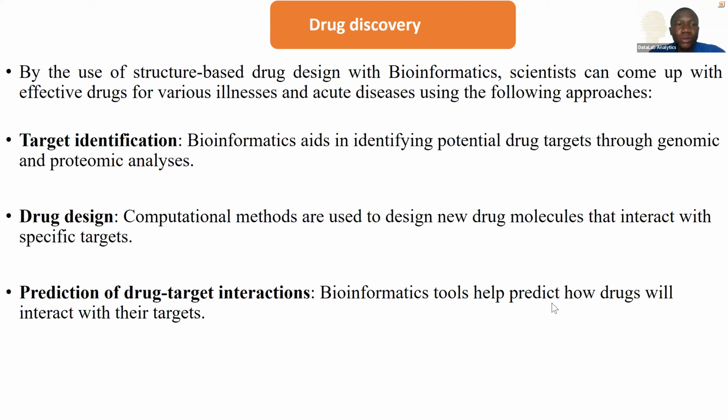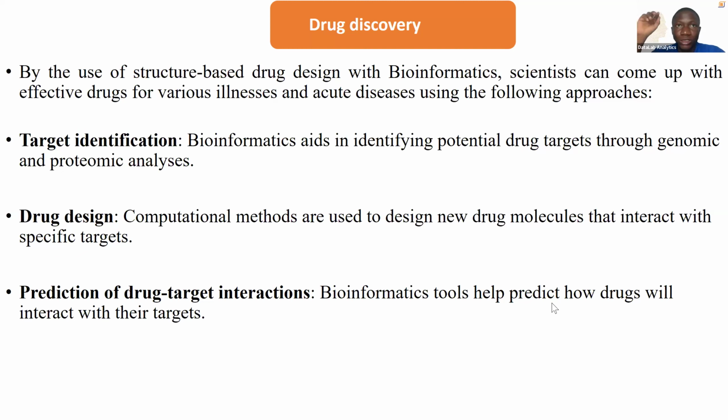With the knowledge of bioinformatics, scientists can come up with effective drugs for various illnesses and acute diseases using some of the following approaches that I will be explaining. The first thing is target identification. With bioinformatics, we can quickly identify potential drug targets by doing genomics and proteomics analysis. I do not want to bore you with all of what genomics and proteomics analysis is.